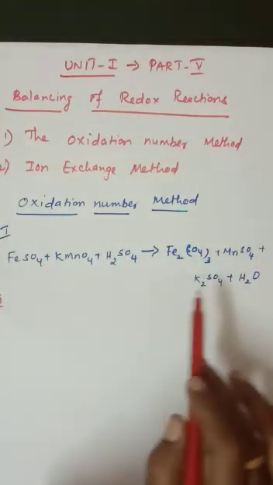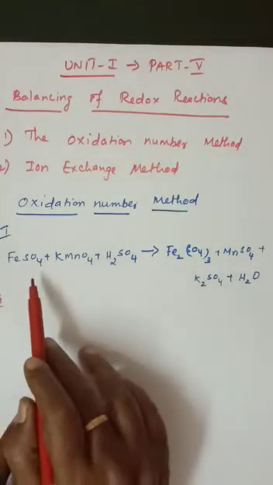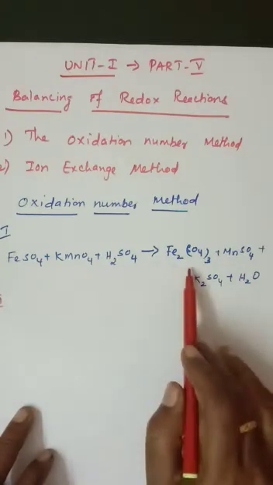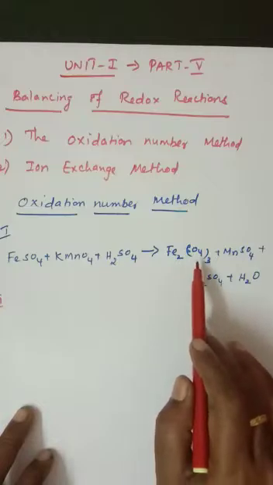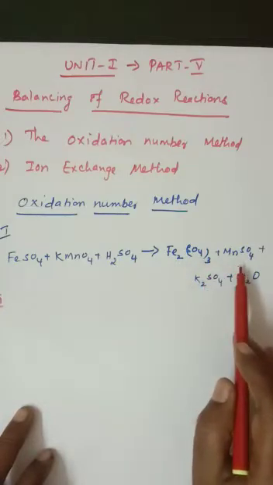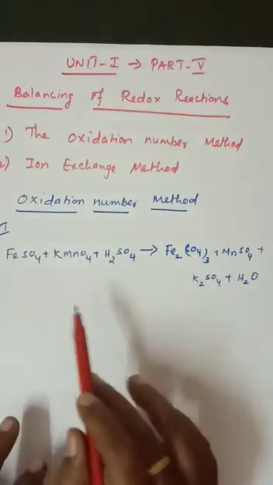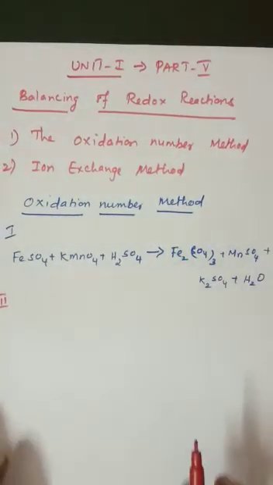Skeletal equation, just I am writing one equation. FeSO4 ferrous sulfate, KMnO4 potassium permanganate, H2SO4. It gives the product Fe2(SO4)3 plus MnSO4 plus K2SO4 plus H2O. This is the first step, to write the skeletal equation, right?